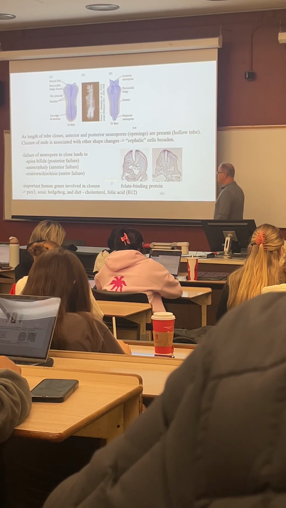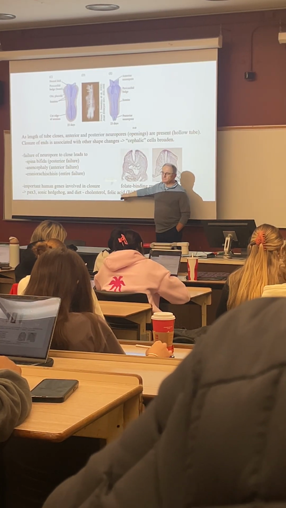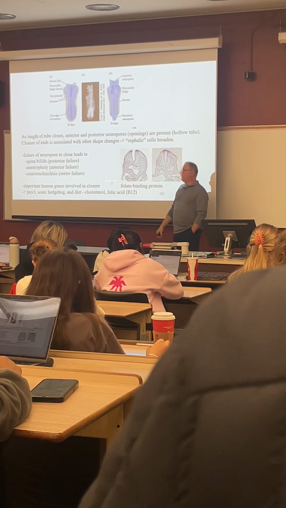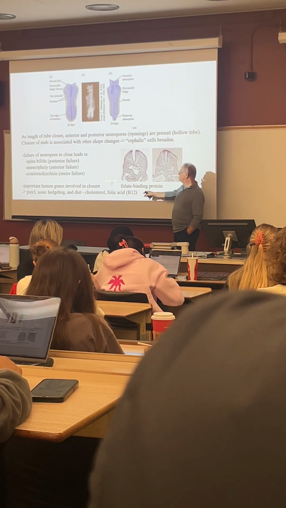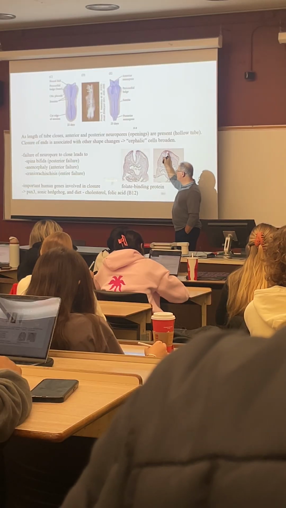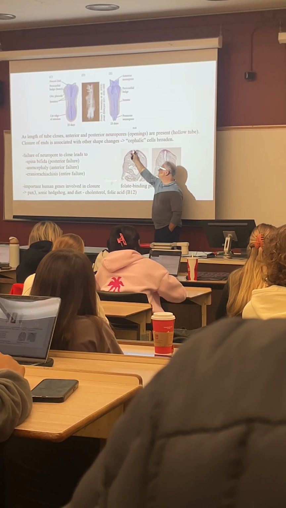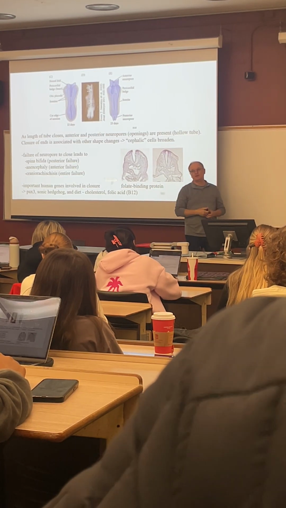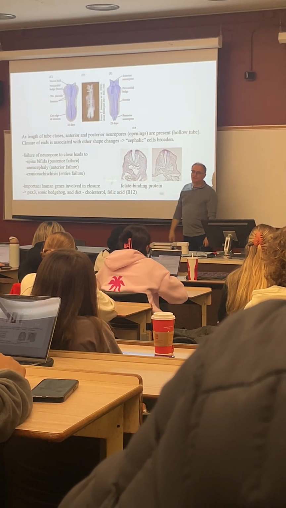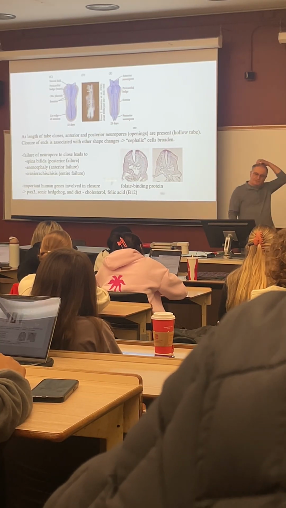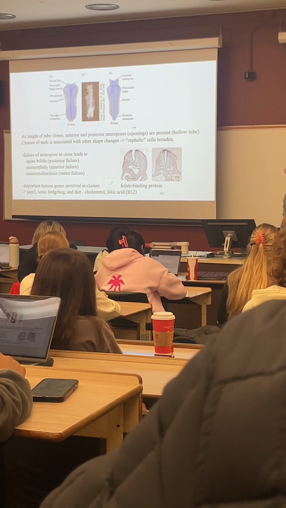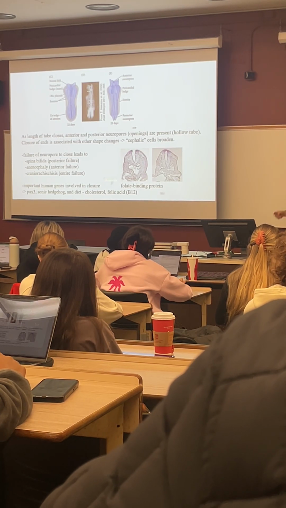You also need folic acid, vitamin B12. When you look at the neural tube, there are receptors, there are folate binding proteins, there are receptors where the neural tube is closing, and you need folic acid for neural tube closure, which is why often pregnant women are prescribed vitamin B12 during pregnancy to help the neural tube close properly.